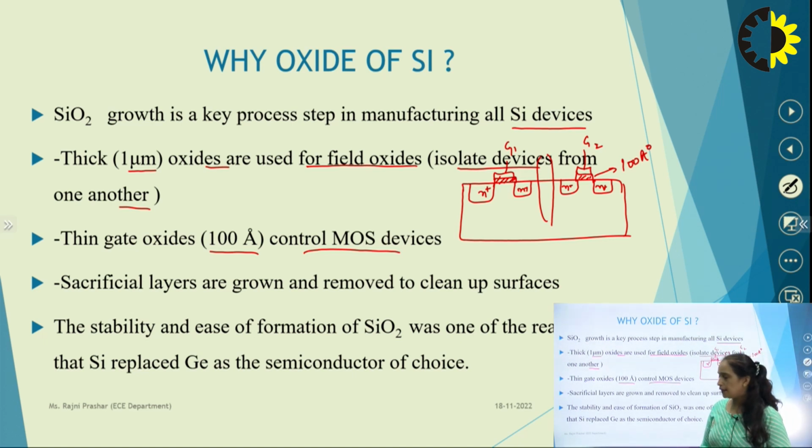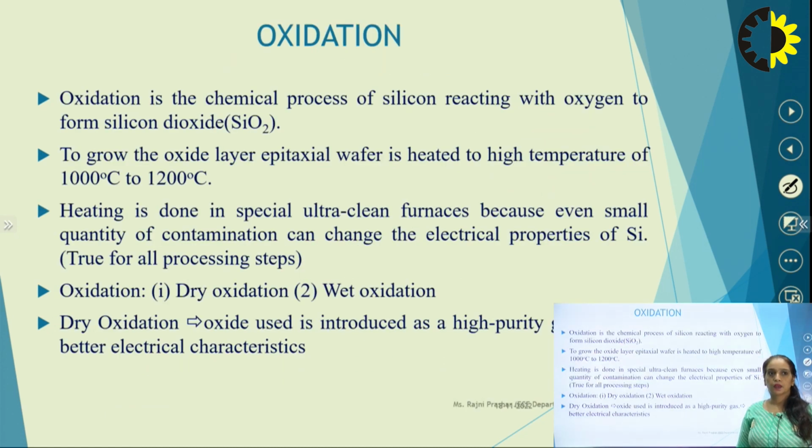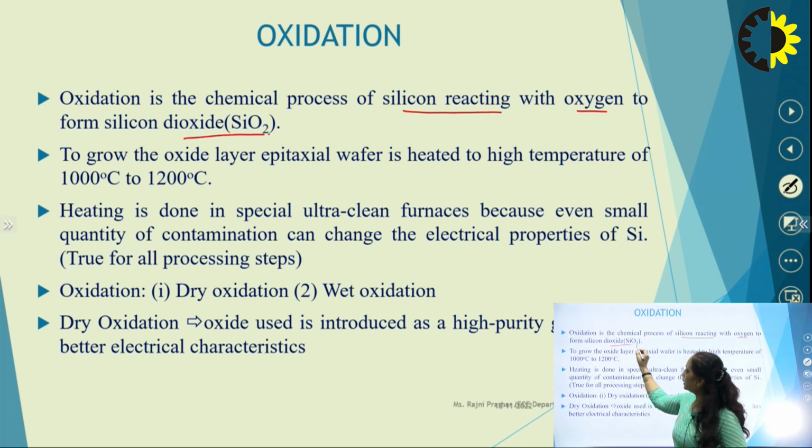The stability and ease of formation of SiO2 was one of the reasons that silicon replaced germanium in the semiconductor industry, because when we grow silicon dioxide, it takes much less time compared to germanium, and the oxidation of germanium takes a little more time to grow the germanium oxide. We have also seen in the last few lectures that oxidation is a chemical process of silicon reacting with oxygen to form silicon dioxide.